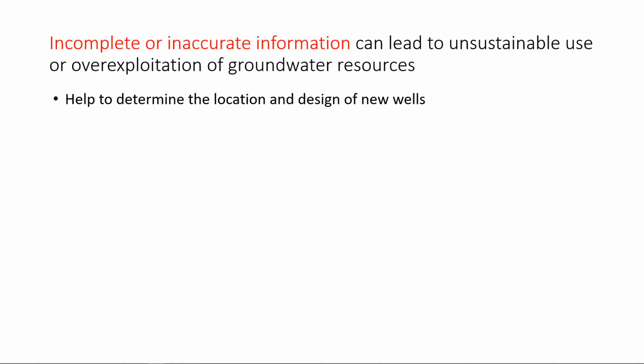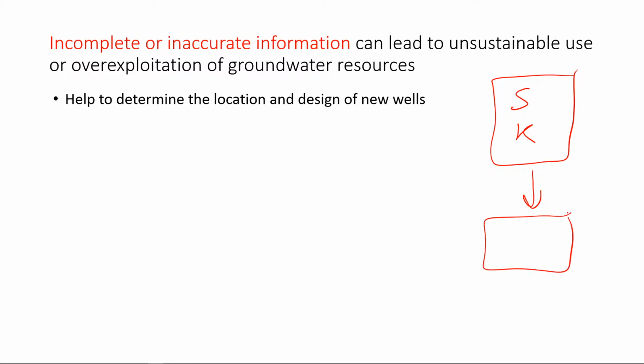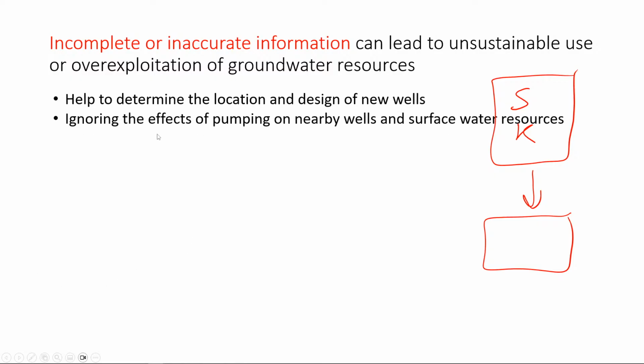And that's why we take this information. So I will estimate specific yield, I will estimate hydraulic conductivity, I will take this information, put it in a model, and this model will guide my decision, and will guide my groundwater decision. So another thing is ignoring the effect of pumping on nearby wells or surface water resources.